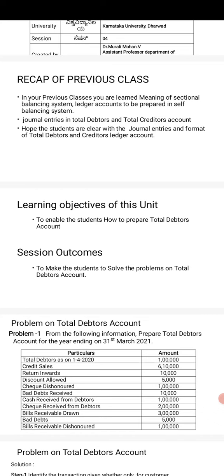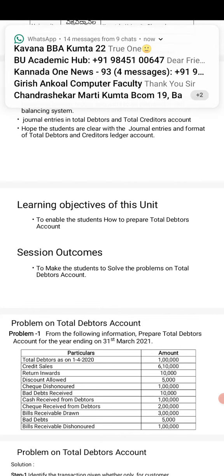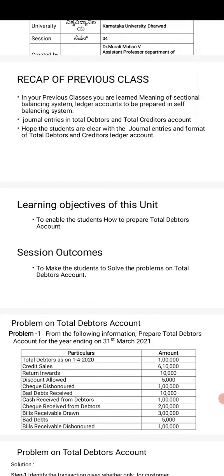Dear students, before we start solving the problem, we have to look into the transactions. What are the transactions? They are given in the problem. And what information they provided, and what we have to find in the total debtors account. Now we'll see one by one.